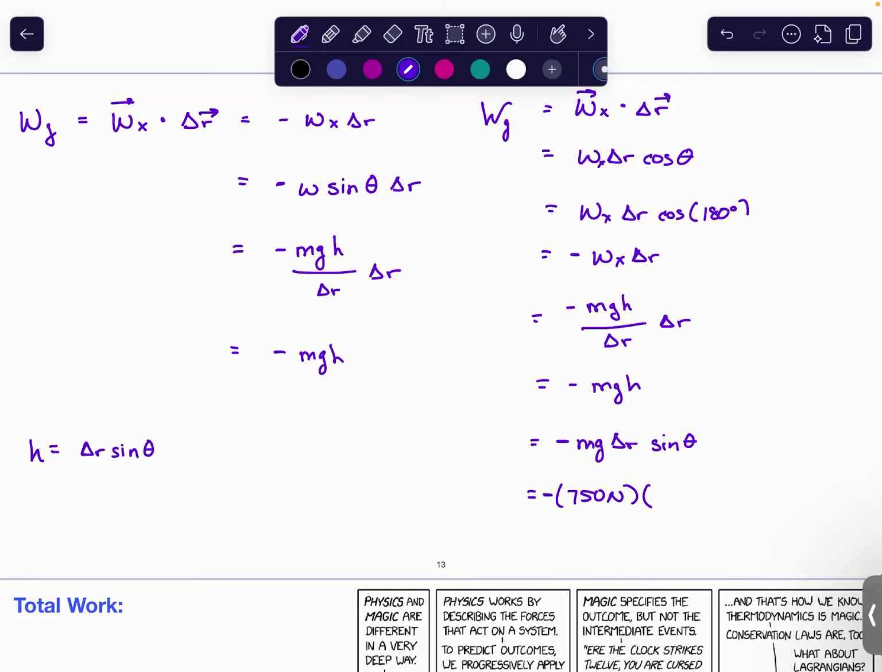750 newtons, delta R, 2,000 meters, sine 2.6 degrees. And the work done by gravity is negative 68,044 joules, or negative 68.04 kilojoules.